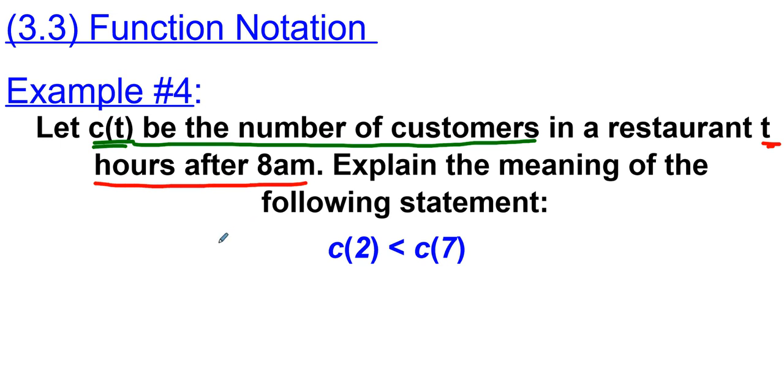All right, so on this one, again, ignore the numbers for a little while. What this says, C of t is the number of customers. So this C of something is less than this C of something. So the number of customers here on the left is less than this number of customers.